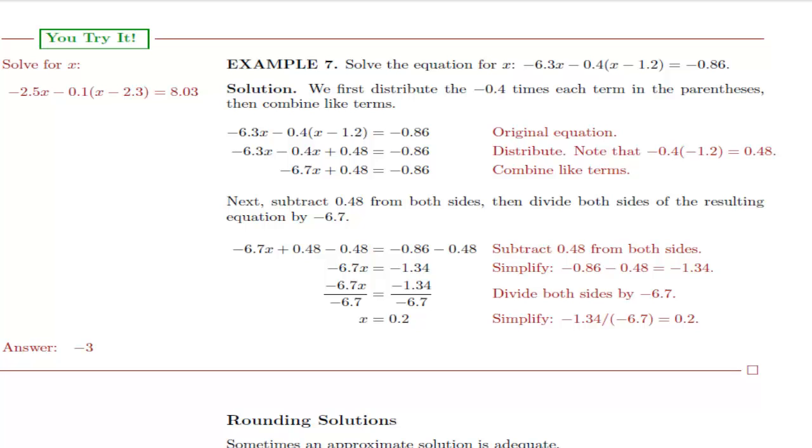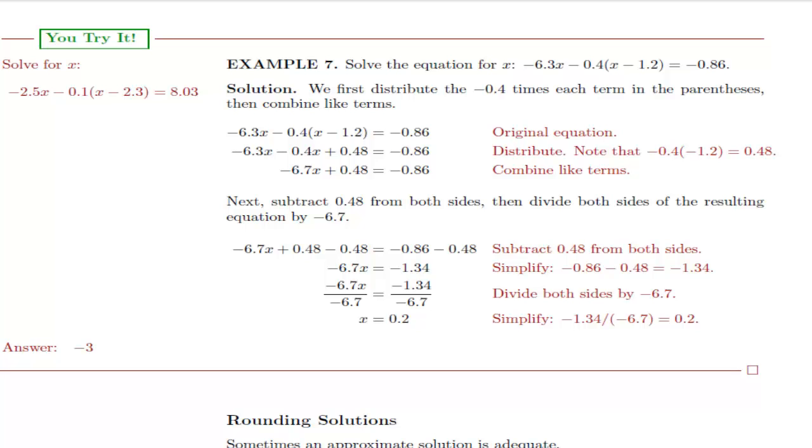Solve the equation for x. Negative 6.3x minus 0.4 times the difference of x and 1.2 equals negative 0.86. Solution. We first distribute the negative 0.4 times each term in the parentheses, then combine like terms.